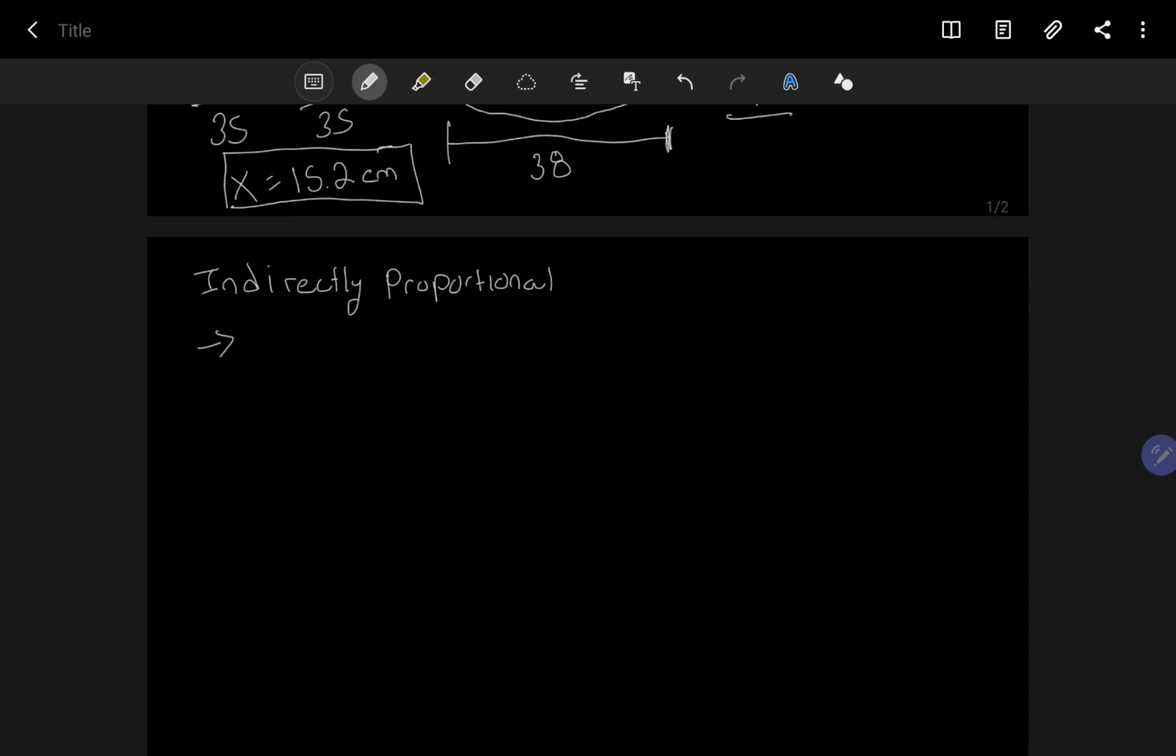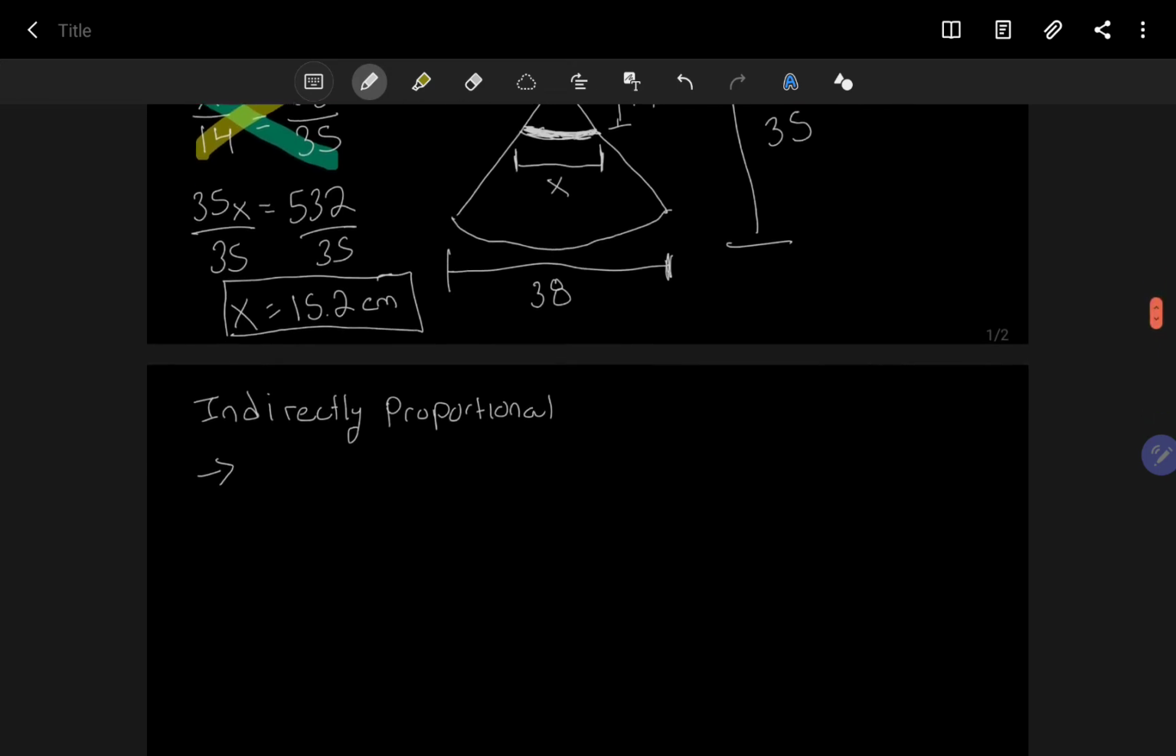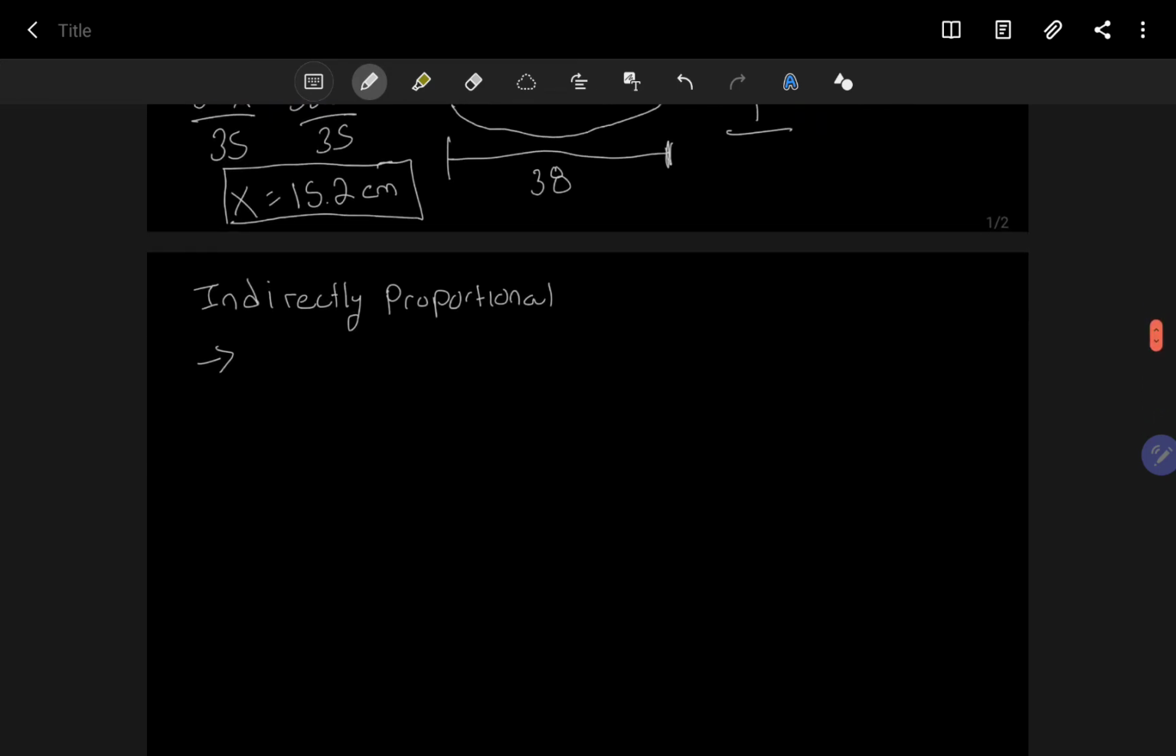So, unlike the other one, where if I'm only looking at the small cone and then I make it bigger, all sides get bigger, right? So the diameter got bigger, the height got bigger. That's what I mean by directly proportional. Indirectly proportional, instead of everything going the same way, what do you think happens this time? Everything changes. Yep, so it goes the opposite.